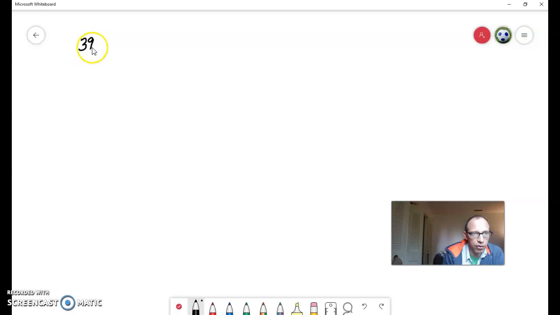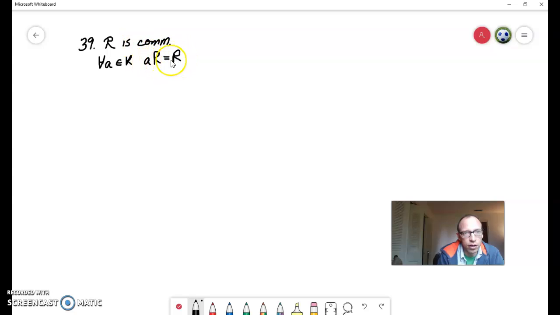Okay, so we have number 39 on the review. We have a commutative ring R, and for every element A in R, AR equals R. When we were doing this in class, I didn't realize, or I wasn't remembering, that this was for every element A in R. This does make it a lot easier, actually.